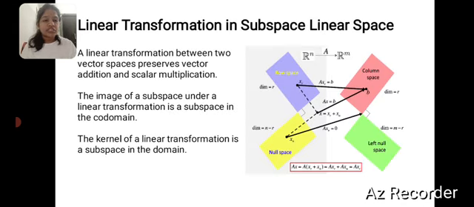Linear transformation in subspace linear space. A linear transformation between two vector spaces preserves vector addition and scalar multiplication. The image of a subspace under a linear transformation is a subspace in the codomain. The kernel of a linear transformation is a subspace in the domain.